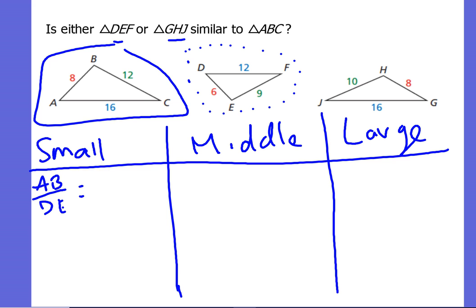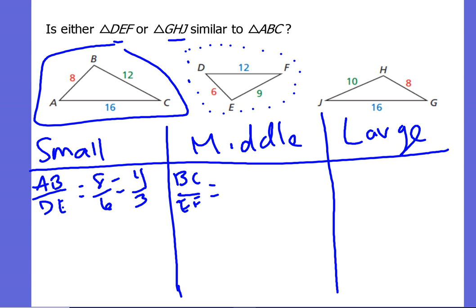And what does it equal? It equals 8 over 6. And last time I checked, 8 over 6 equals 4 over 3. So if this is going to be similar, that means the middle ratio has to equal 4 over 3, and the large ratio has to equal 4 over 3 as well. Let's take a look at the middle ratio. The middle ratio is what we see here at BC and EF.